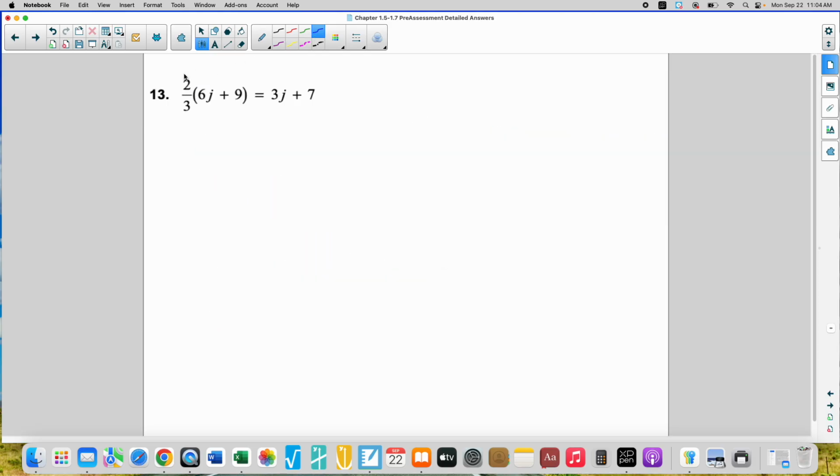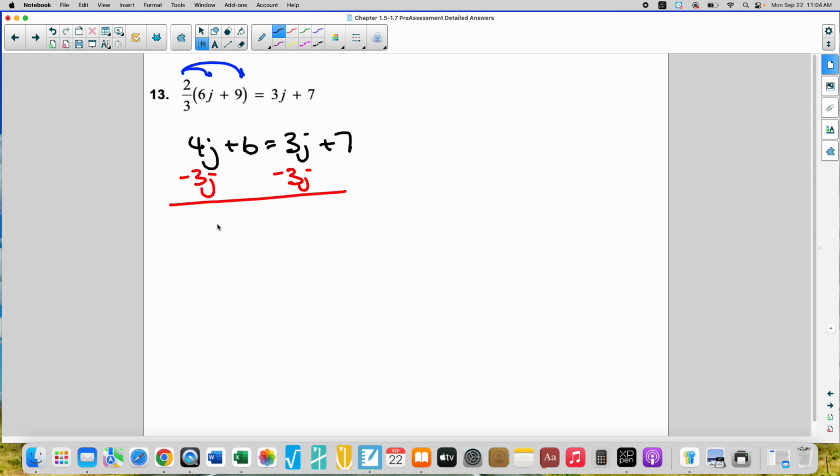Let's distribute. 2/3, 3 goes into 6 2 times. 2 times 2j is going to be 4j. 2/3 times 9, 3 goes into 9 3 times, plus 6 equals 3j plus 7. Let's move the variables. That leaves you with j plus 6 equals 7. Let's move the constants. j equals 1.